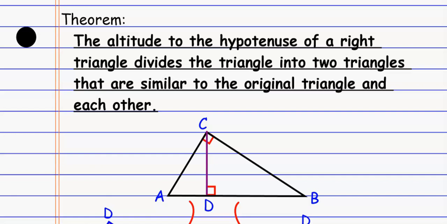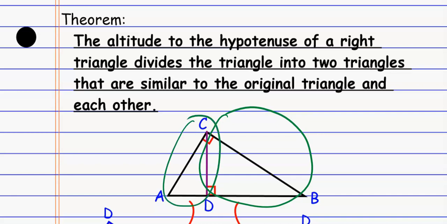But what happens is it creates two more triangles. So I had ABC, the original triangle. Now I have two more triangles. I have this medium-sized triangle over here, CBD, and then I have this smaller triangle, ADC. Well, all three of these triangles, the small one, the medium-sized one, and the original ABC, are all similar triangles.